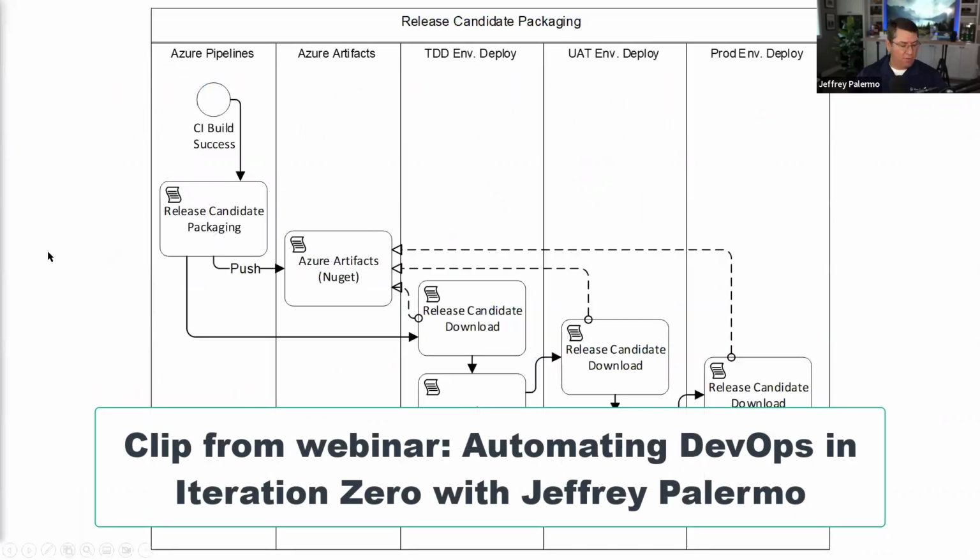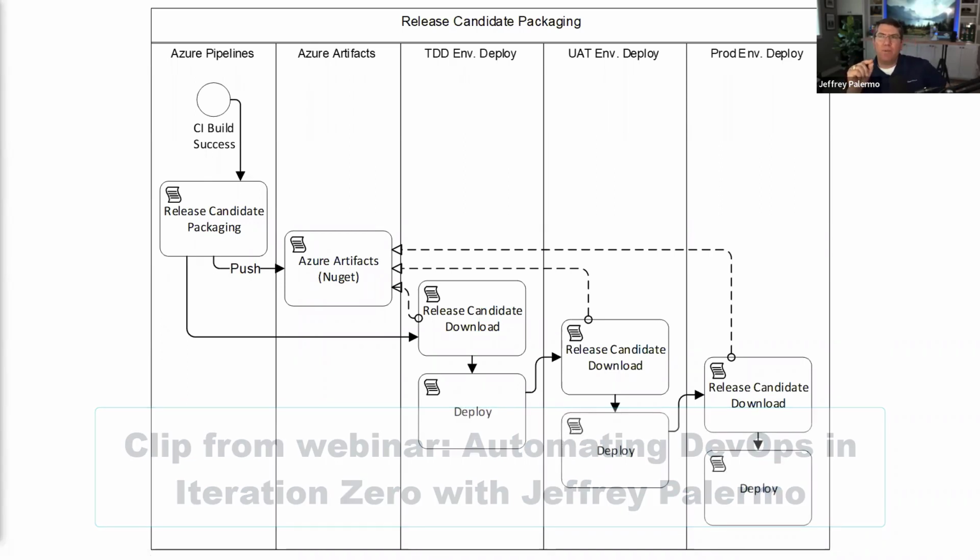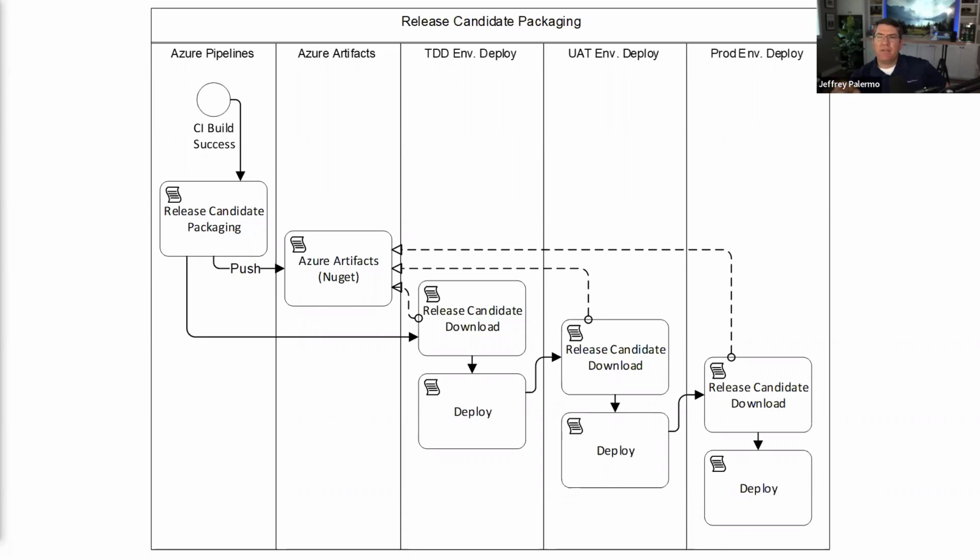Okay, now to close up iteration 0, when we're deploying, another really important part is that when we deploy to the TDD environment, to the UAT environment, to the production environment, we deploy the same release candidate, meaning we deploy the same set of versioned packages, okay? The same set of versioned packages.